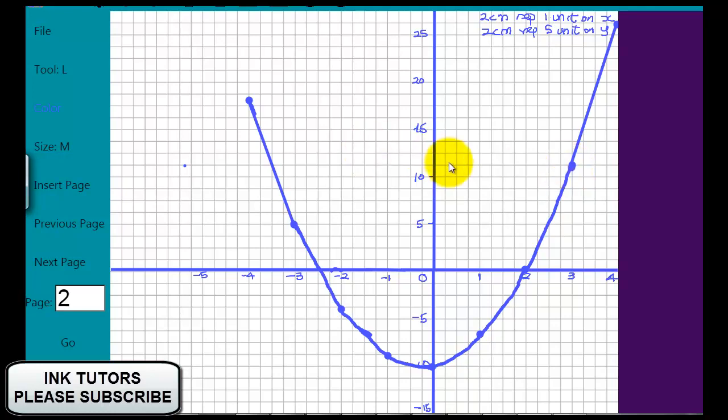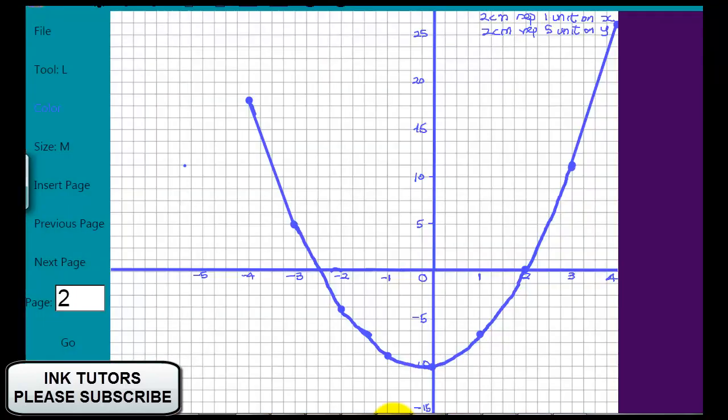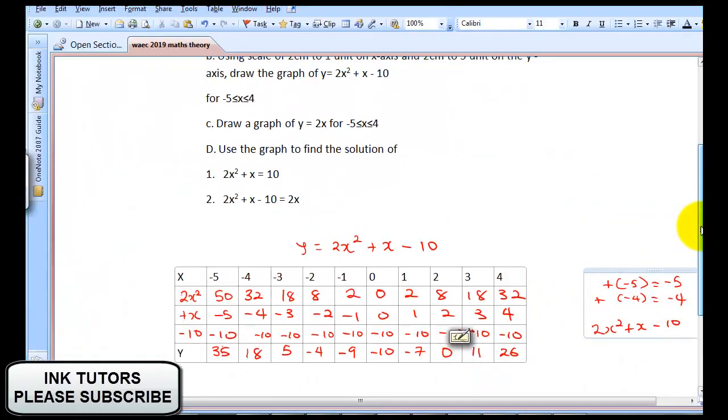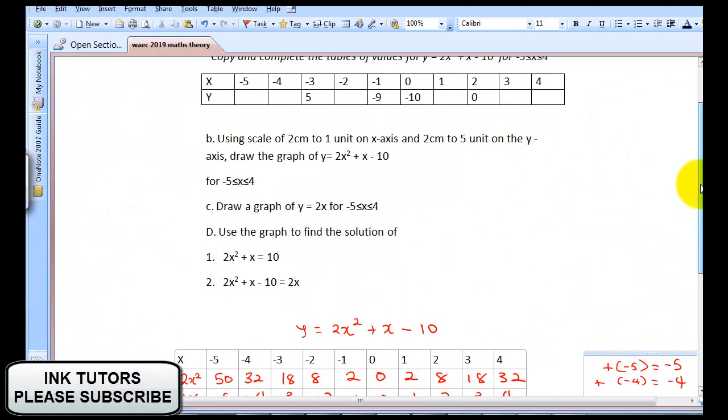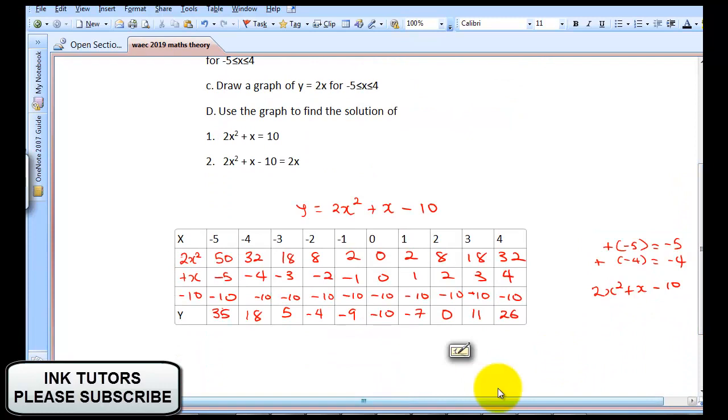And why is our graph a U shape? You can see from our question that we have a positive x. If you have a negative x, your graph is going to be an N shape. So now we have our graph. Now let's look at the next question. The next question says, draw a graph of y is equal to 2x, for minus 4 less than x less than 4. That will be the next item we are going to work on.